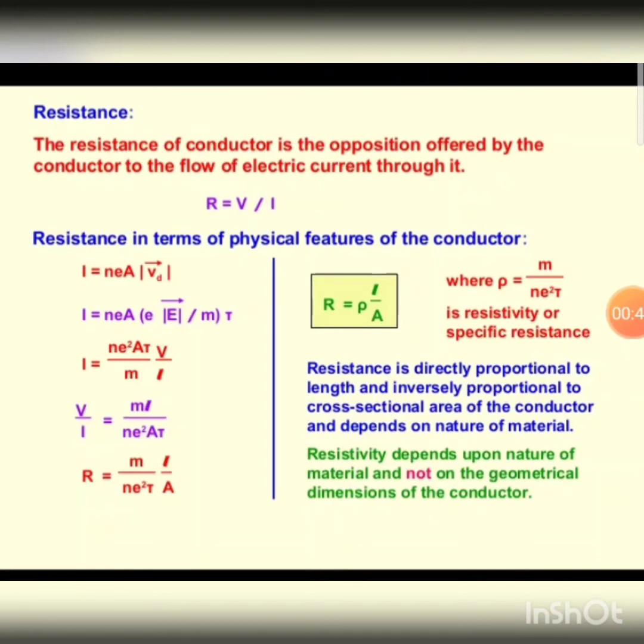So, rearranging the equation, the value of V by I is equal to m into L by n e squared A tau. Therefore, the equation R is equal to V by I. Therefore, R is equal to m by n e squared tau into L by A. So that equation can be simplified in the form of R is equal to rho L by A. Here rho is equal to m divided by n e squared tau, which is the resistivity or the specific resistance. So resistance is directly proportional to length and inversely proportional to the cross-sectional area of the conductor and depends on the nature of material. Resistivity depends upon the nature of material and not on the geometrical dimensions of the conductor.